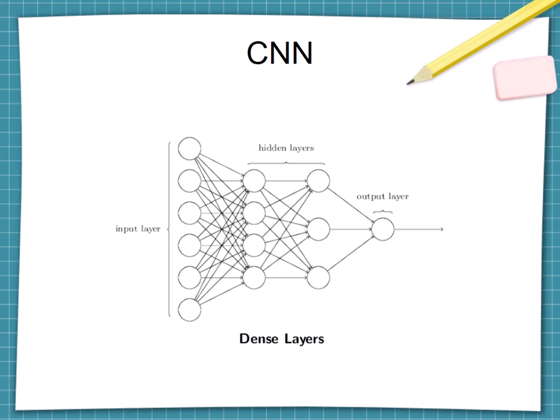So yeah, that's what we have been taught. We learned about CNN this week. Thank you.